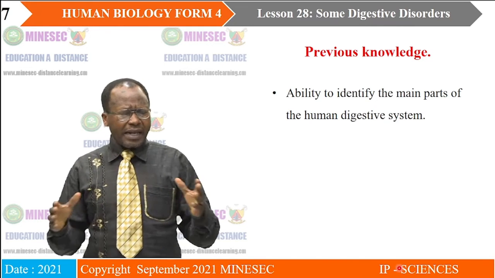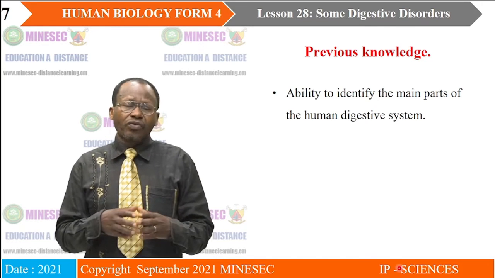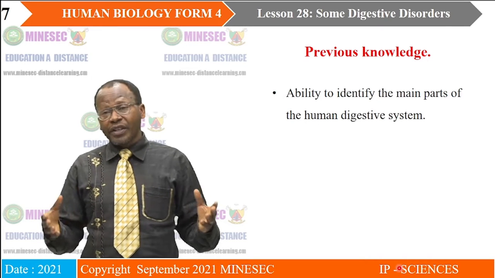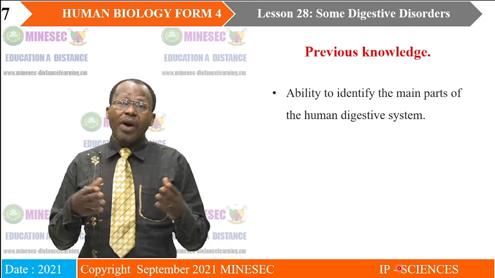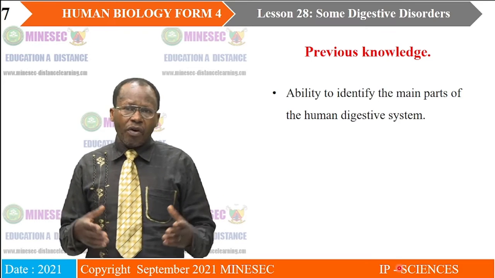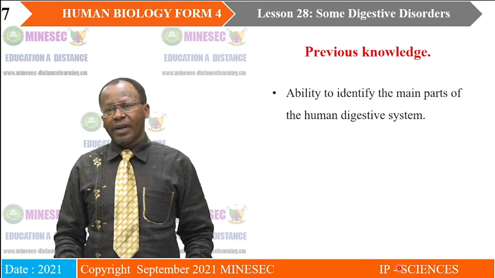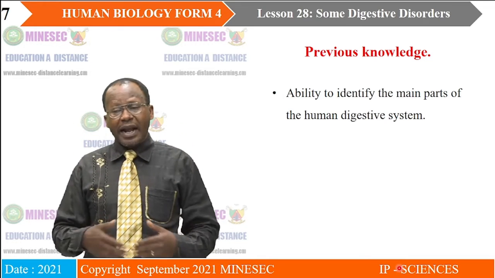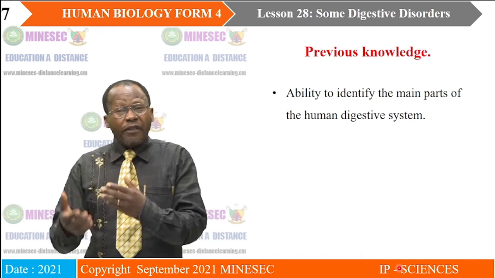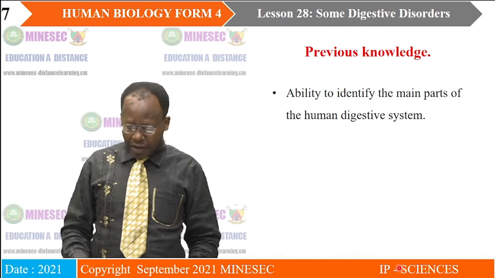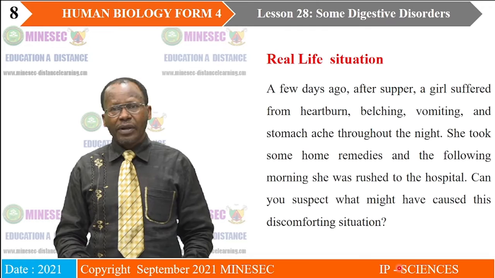And for you to understand this lesson with ease, we assume that you have studied the previous lessons and you have the ability to identify the main parts of the human digestive system. You can draw the alimentary canal, name those parts and state their functions, because we shall be referring to those parts when we are talking about the digestive disorders.